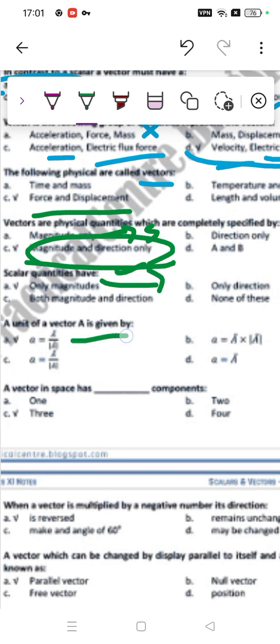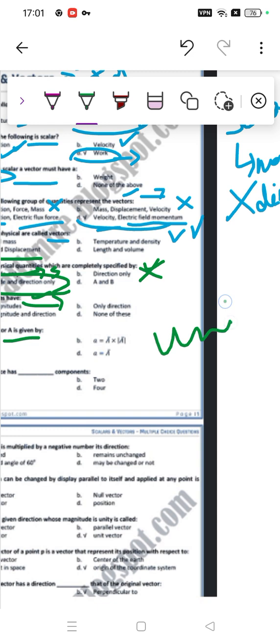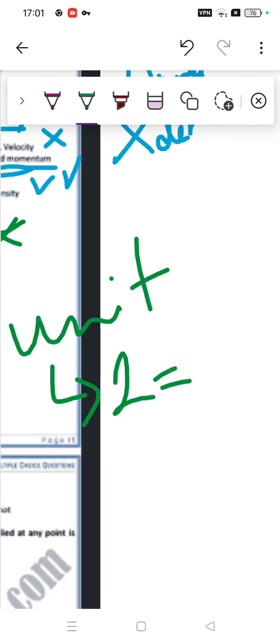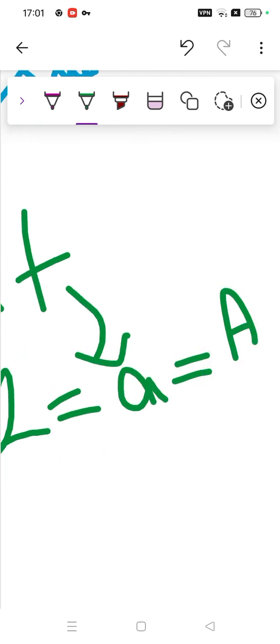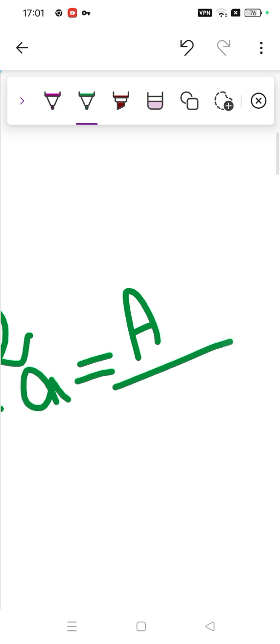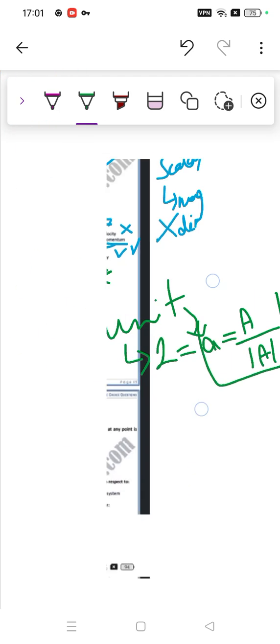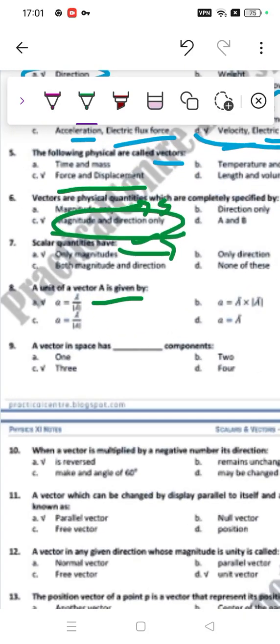A unit vector is one which has a magnitude of one, or unity. How do we find it? We denote the vector by A, and divide it by its own magnitude, which we represent by this. This formula you see is called the unit vector, and I think A is the right option.